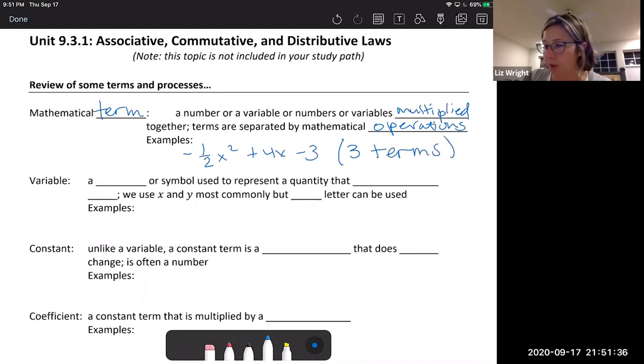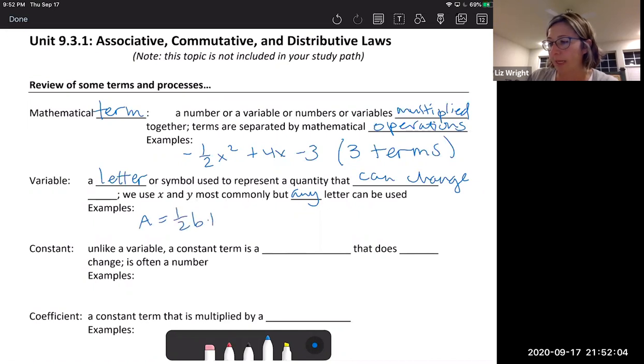Then we've got a variable, which can be a letter or symbol used to represent a quantity that can change. We use X and Y most commonly, but any letter can be used. So that might be something like area equals 1/2 base times height. We could have something like -3x plus 2. And so the first one's an equation, the second one's an expression.